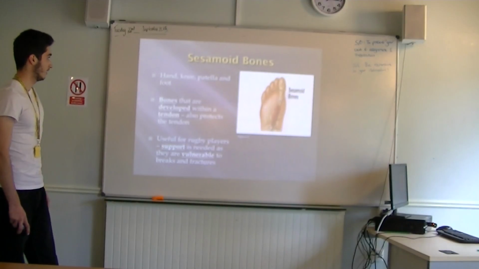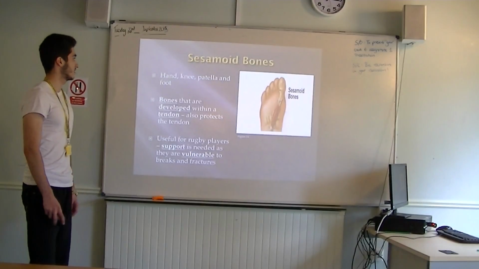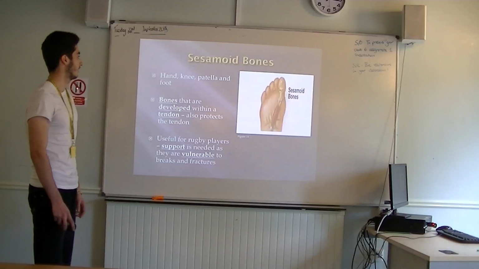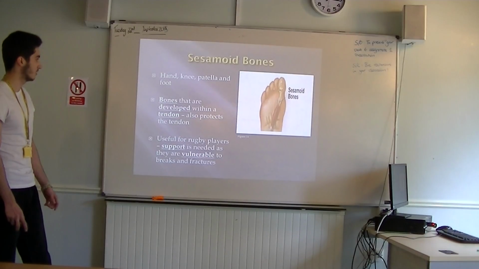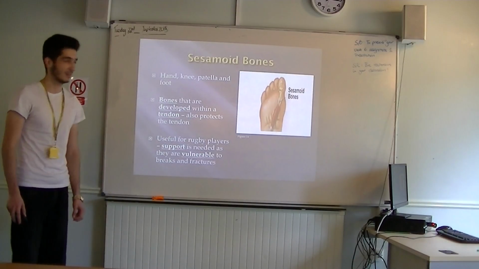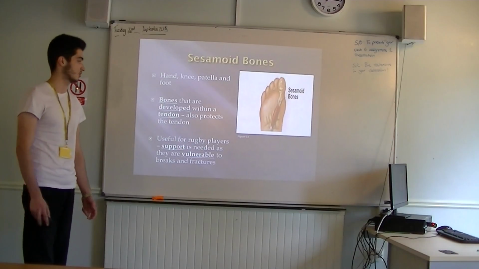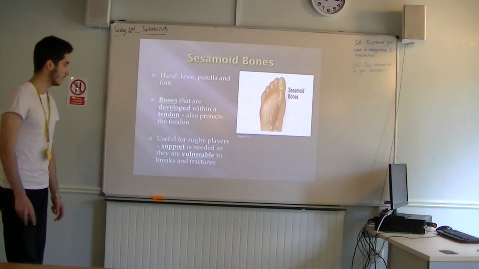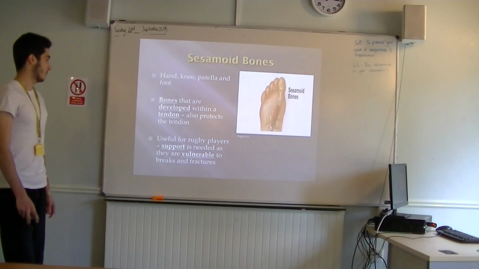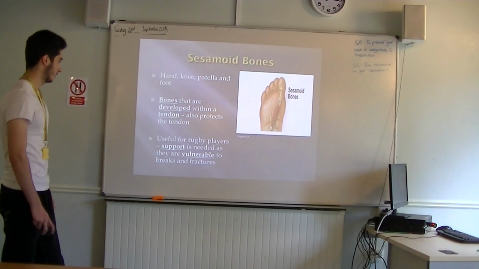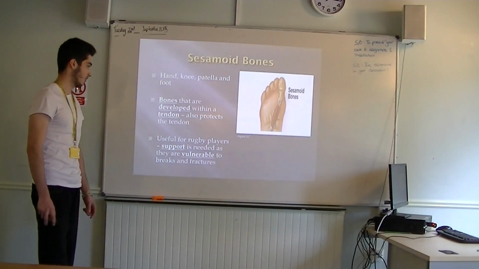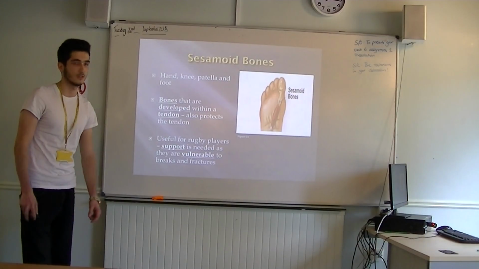Sesamoid bones are bones such as those in the hands, the knees, the patella, and the foot. These are bones that develop within the tendon, and they also have the job of protecting the tendon, which helps them not get injured. For rugby players, they're used as support, because if not, they would be vulnerable to breaks and fractures.